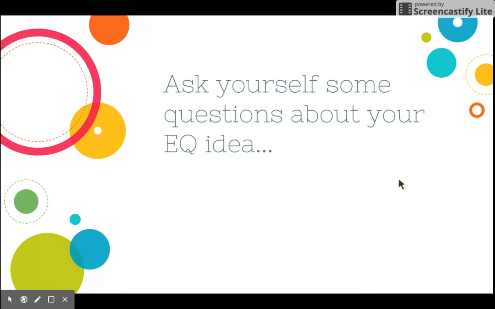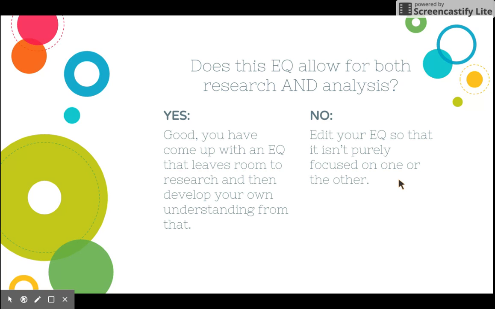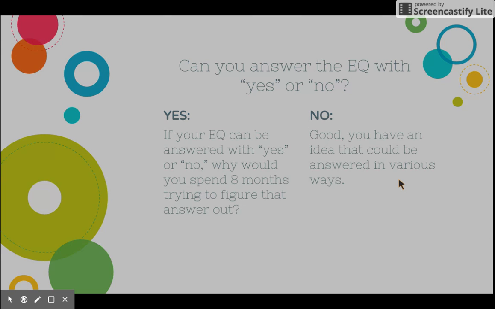So you're working on your EQ and you're jotting down some ideas. Here's some questions to ask yourself. All right, you generate your first draft of your essential question. You look at it. Will it allow for both research and analysis? You should know what research is. You should know what analysis is. If you don't, ask a humanities teacher or a science teacher, I suppose. Sorry, math. So if you answered yes, good. You've come up with a good EQ. Continue on. If not, keep working with it.